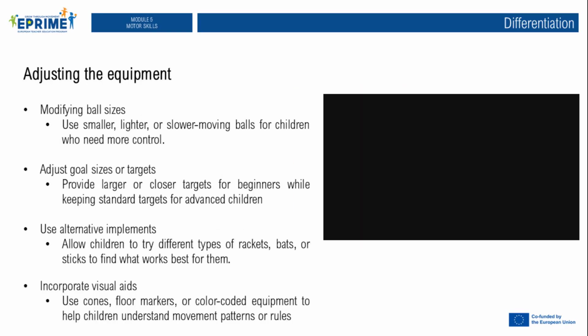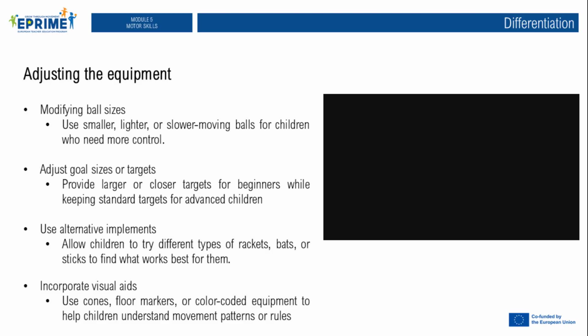Not every child will succeed with the same equipment. A basketball that's too big, a target that's too far, or a racket that's too heavy can discourage children from trying. Modifying the equipment means using different tools to help children succeed at their level without changing the objective of the game or skill being taught. It ensures that children feel challenged but not overwhelmed.